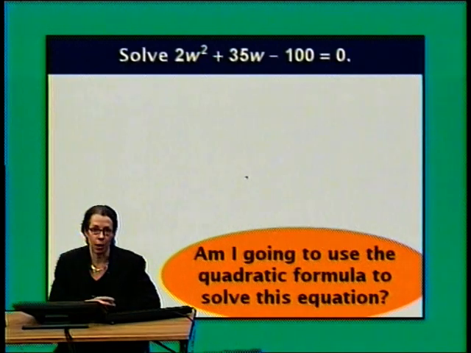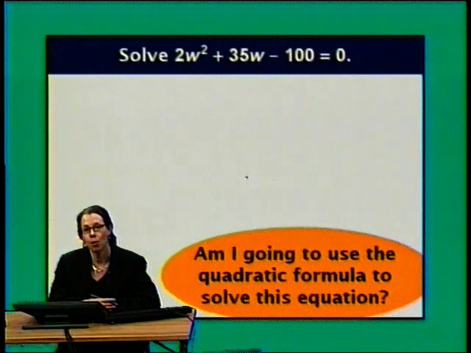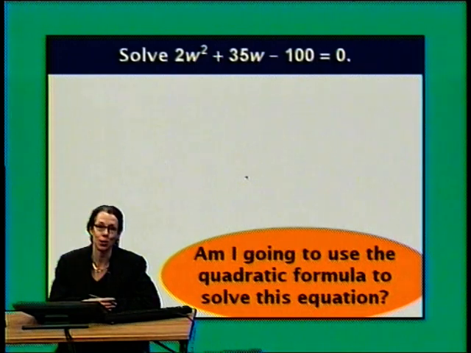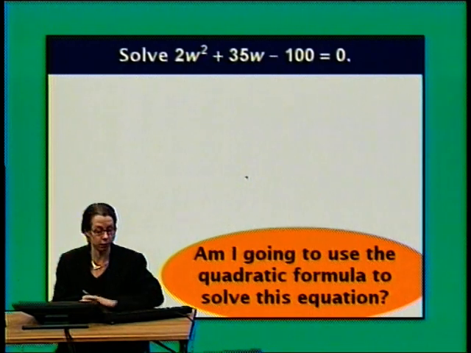So here's another example. Am I going to use the quadratic formula to solve this equation? Well, what other methods do I have? Well, this one I can't solve using the square root property, but perhaps I can factor it. I'd have to find integer factors of -200 that add to 35 in order to get a start at factoring the left-hand side. Well, I actually solved this quadratic equation in a previous lesson using factoring, and it took me quite a while to come up with the integer factors that would work. So in a situation like this, I would probably use the quadratic formula.